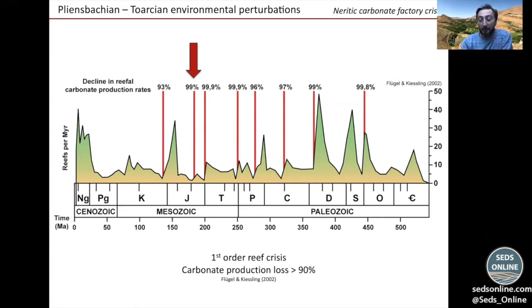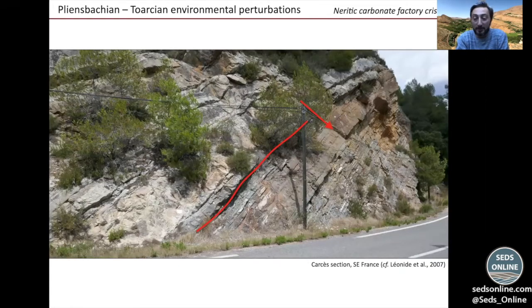And often, if you go to a shallow water section and you want to look at this Pliensbachian-Toarcian transition, what you would see is something like that. That's a section in southeastern France, the Castres section. I was lucky to do some fieldwork there last year in July, and I thank Philippe Léonide for having guided us there. So what you see here is an overturned section, so the oldest rocks are here on the top, and this red line highlights the Pliensbachian-Toarcian boundary.